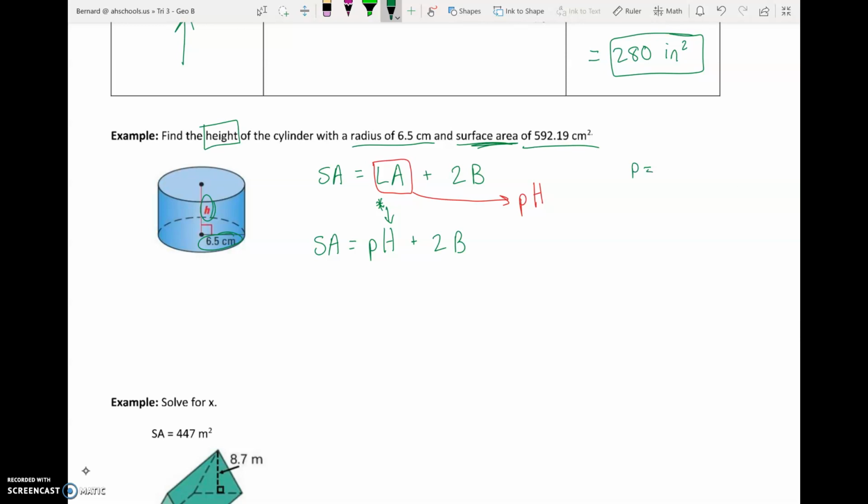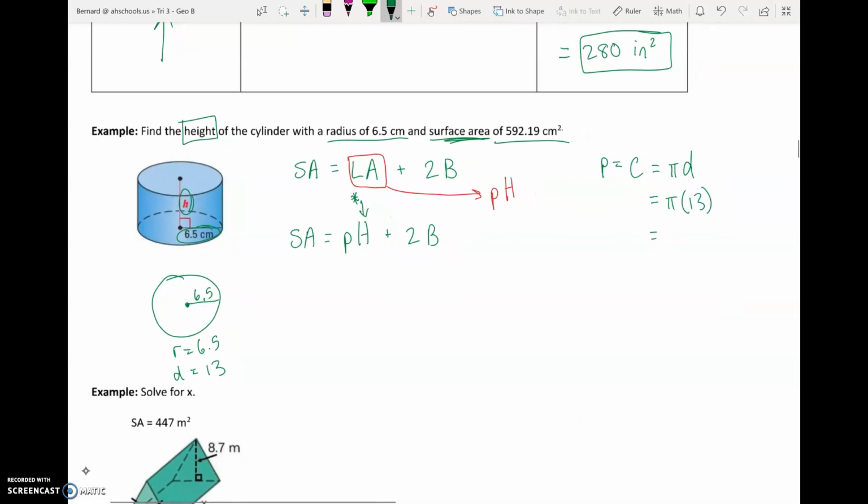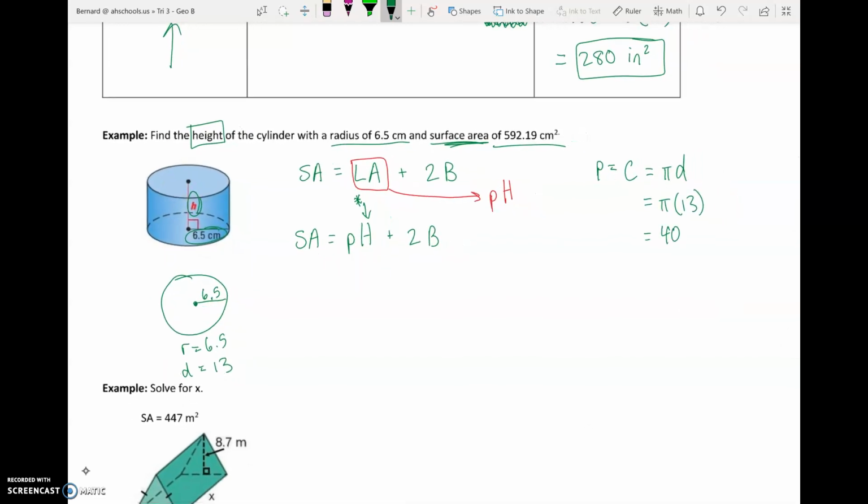Remember, perimeter, it's the perimeter of our base, right? And our base is a circle. And the radius is 6.5. So r is 6.5, and diameter would be twice as big, which is 13. And so perimeter is, again, the distance around our base. For a circle, we also call that circumference, and that is just pi times diameter. So pi times 13, which if you throw into your calculator, just go straight to the decimal, we will get 40.8.